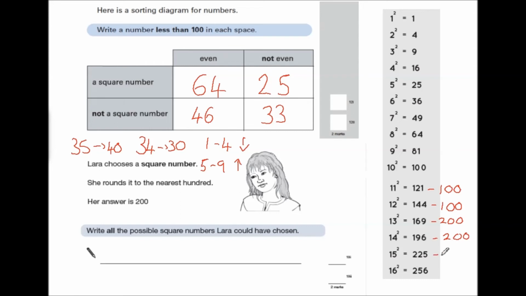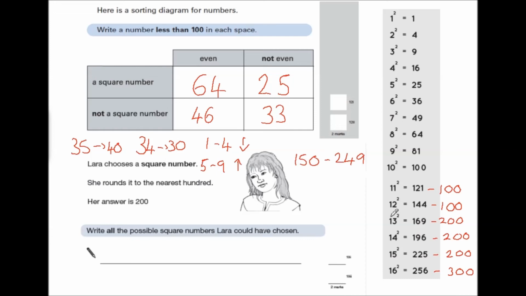225 rounds down to 200 because of the 2 in the tens place. And 256, that will round up to 300 because of the 5 in the tens place. Remember, 5 to 9, they round up. So essentially we're looking at any numbers between 150 and 249. Any numbers between this range, if we're rounding to the nearest 100, we'll round to 200.